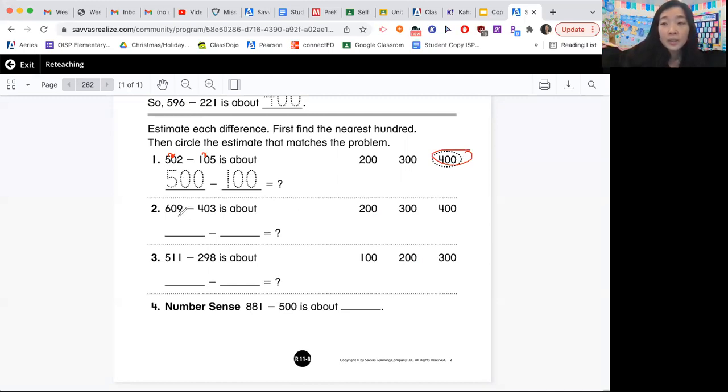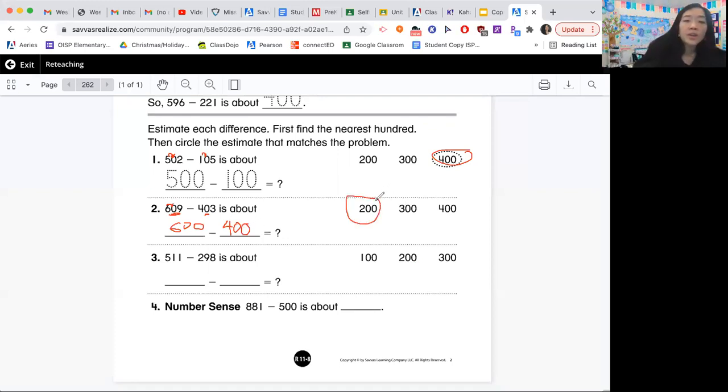609, that's closer to 600. We also know, because 4 or less, let it rest, that 0 is going to tell us. So we're going to stay at 600. And then 403, the 0 is going to tell us 4 or less, let it rest. So can anyone unmute and tell me what is 600 minus 400?